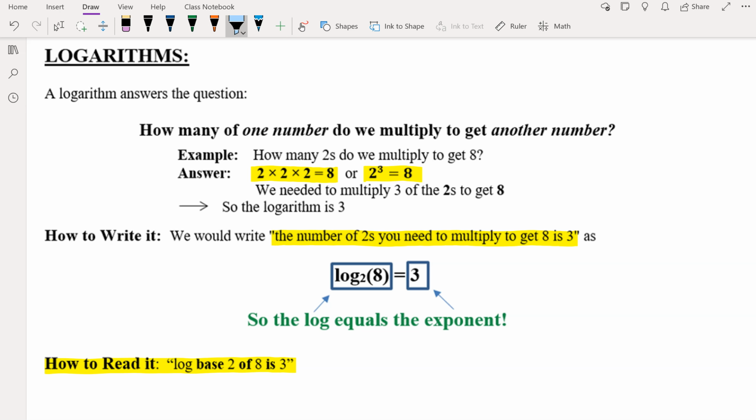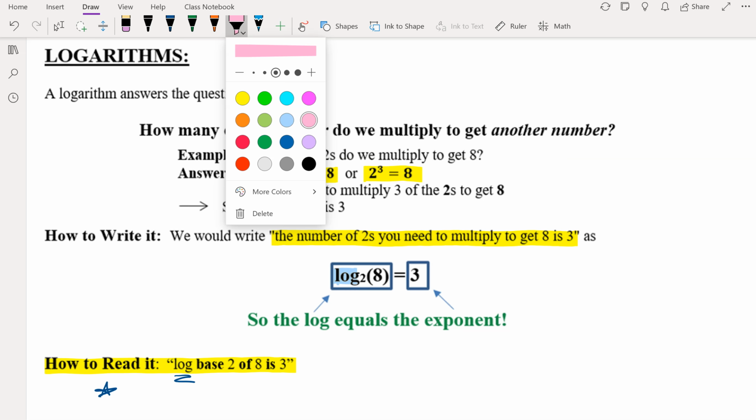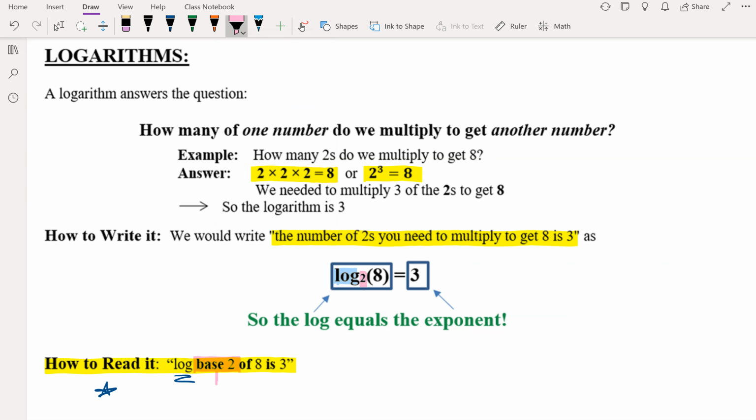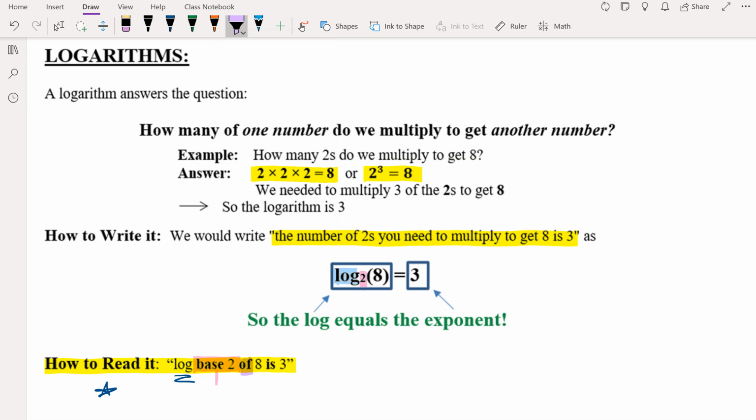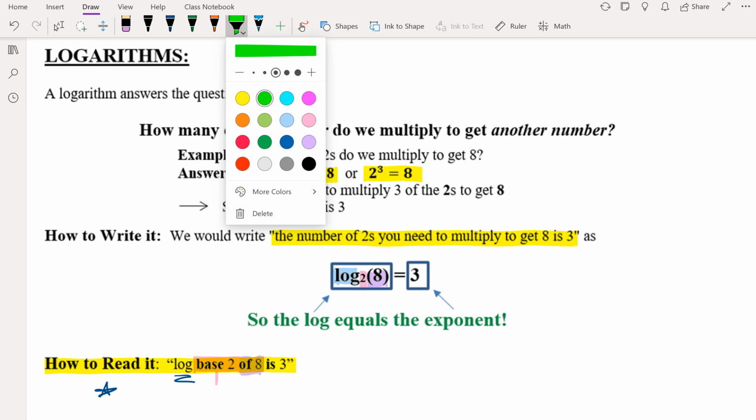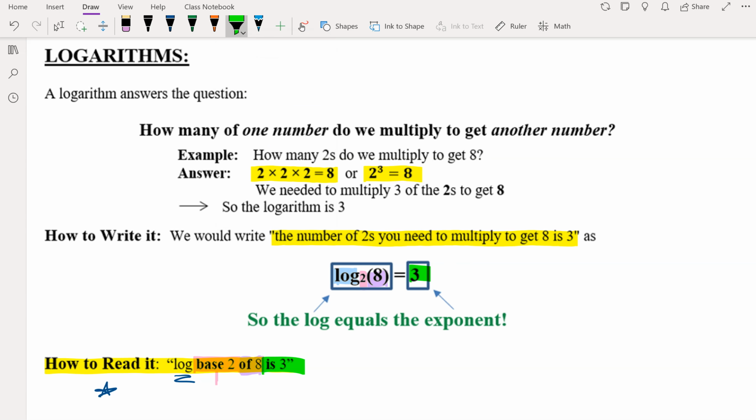So first I'm going to go through how to read it. How to read it, we say log, that's right here. Then we say base 2, that's right here. Then parentheses, you can always read as the word of, that's the parentheses. And then of 8, that's right here. And then finally is 3. Log base 2 of 8 equals 3, or is 3.